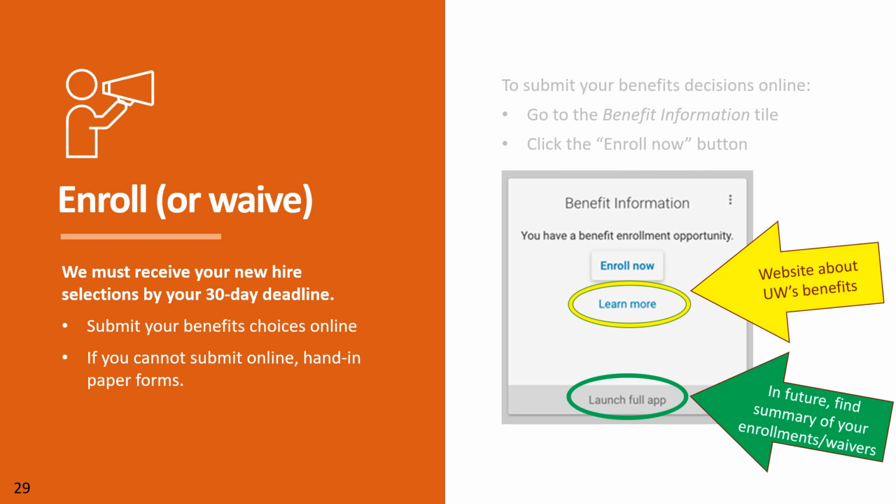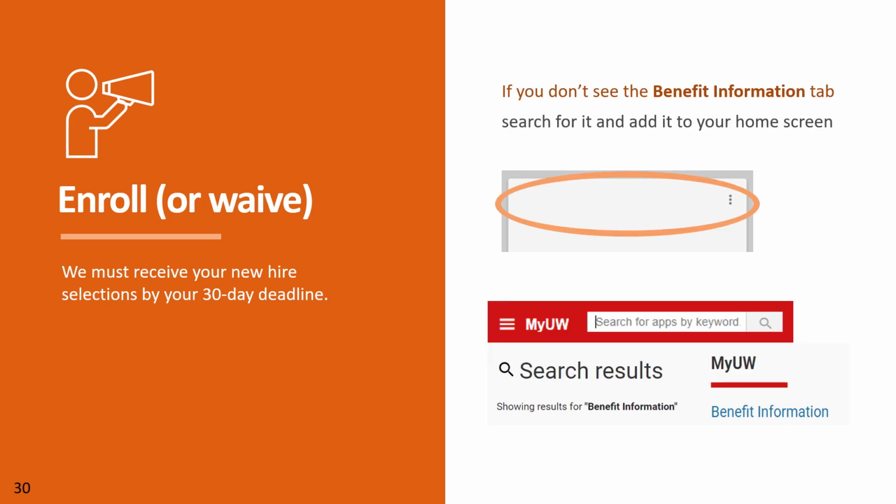There are also two other hyperlinks on that Benefit Information tile. One takes you to more information about benefits, and the other is where in your future you'll find the summary of the benefits you've elected and waived. At present, of course, it would show that you've waived everything if you haven't yet enrolled in anything. If you don't see the Benefit Information tab, you can search for it and add it to your UW home screen.